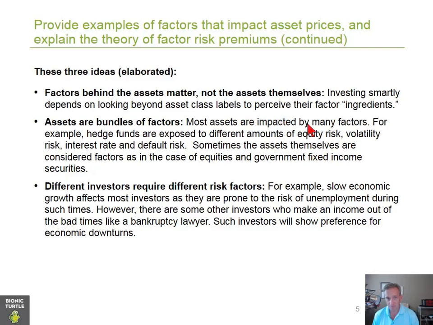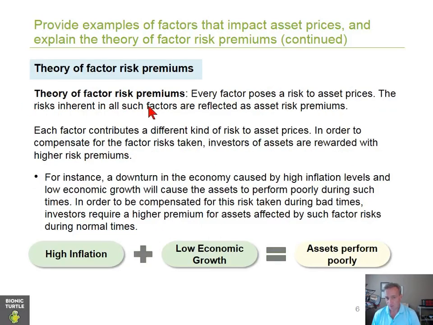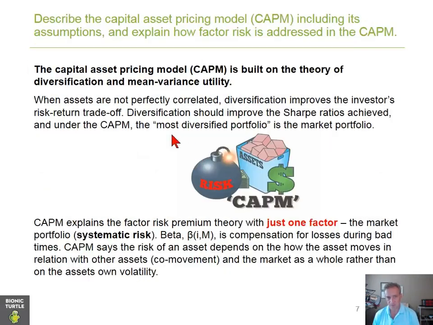Bad times. So here are the three ideas elaborated. I've already discussed those; we just have them on the slide. Theory of factor risk premiums: each factor poses a risk to asset prices. The risks inherent in all such factors are reflected as asset risk premiums. So that's the idea about bad times. The factor is a risk, and the compensation for that risk is the asset risk premium.